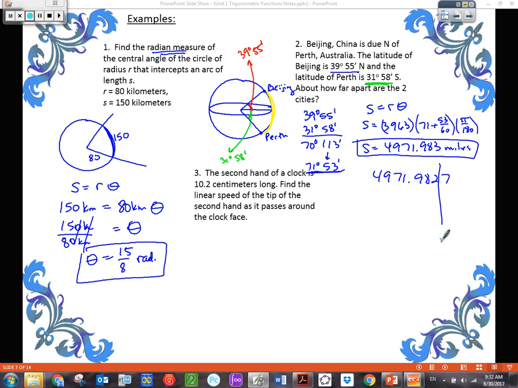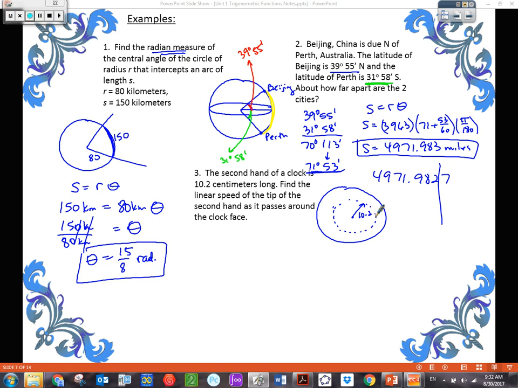All right, let's move to our last problem. The last one, we have the second hand of a clock is 10.2 centimeters long. Find the linear speed of the tip of the second hand as it passes around the clock face. Okay, so I'm going to have to draw a picture. Of course I am. So here we go. Here's my clock. Here's my second hand, which of course we're tracing the speed of the end of it, the tip of the second hand. 10.2 centimeters. That's what we have going on.